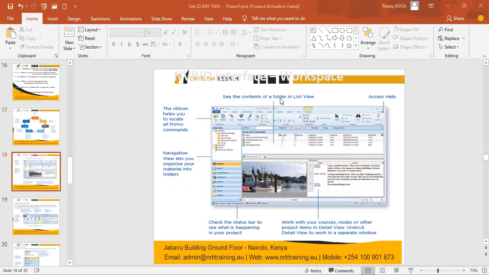Then this is another workspace of Nvivo, the interface of Nvivo. When you open it, the page is like this. If you look at the top left, there's a ribbon. That is where you can locate all commands. Any guide, anything you don't understand, help can come from there. You can get to know everything you want to. You can ask questions, you'll be answered.